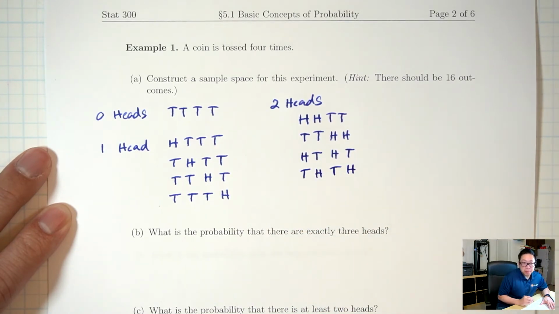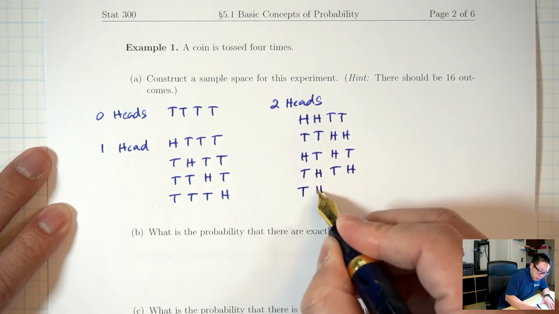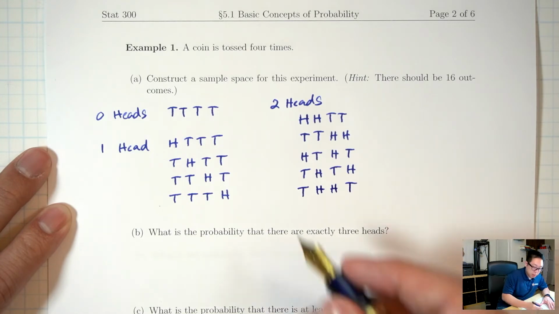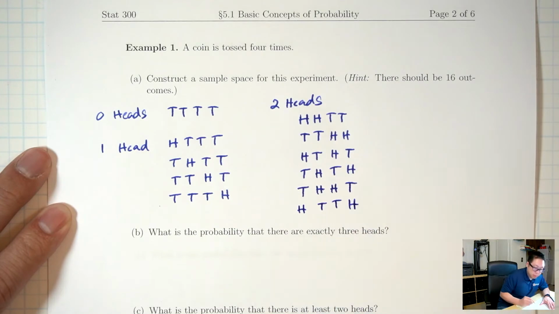Is that all? Is there another way you can get 2 heads? Yes, you can, right? So you can have the 2 heads in the middle, so that'd be tails, heads, heads, tails. And then if you flip that, that would be heads, tails, tails, heads. And then, is that all? So think very carefully. Can you think of another way that you can get 2 heads? I can't. So I think I'm done here. So I'm done with 2 heads.